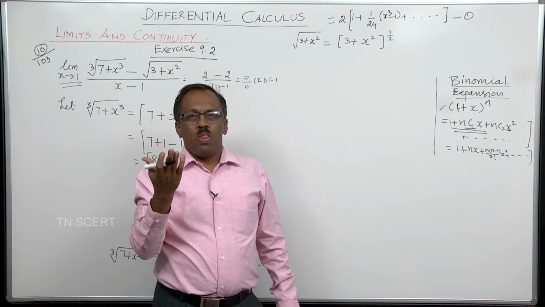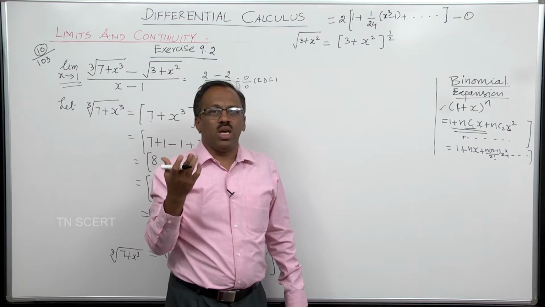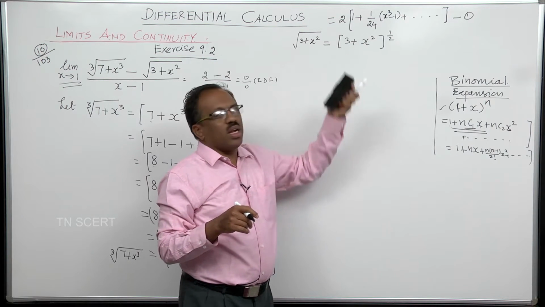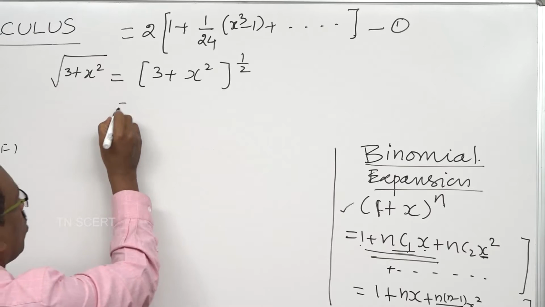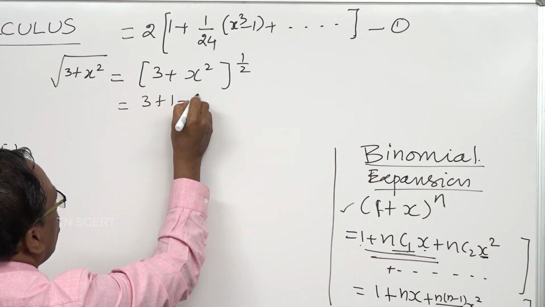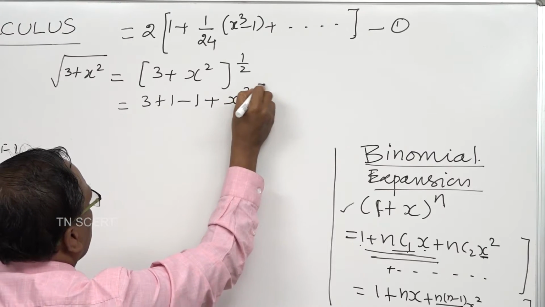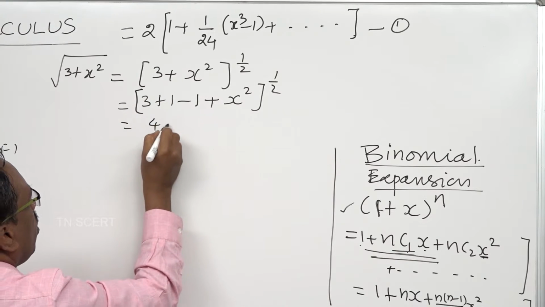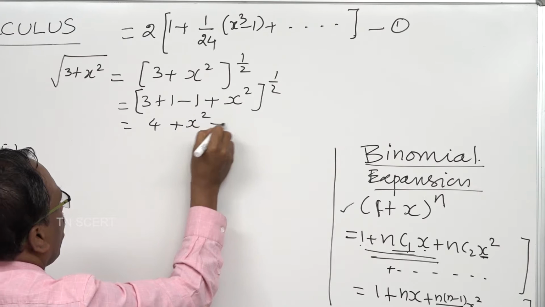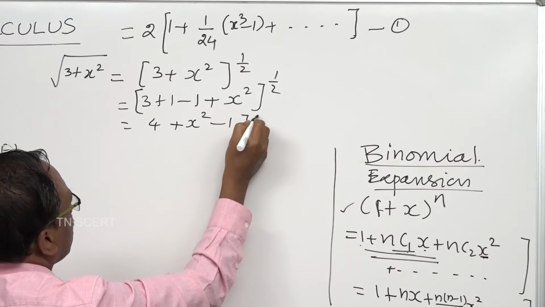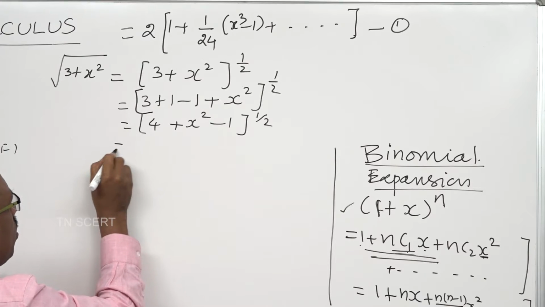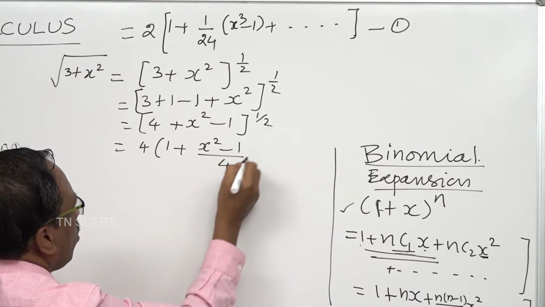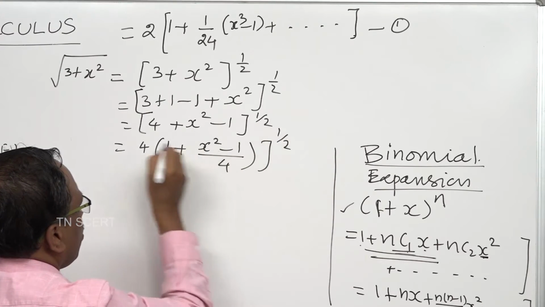So the next perfect square is what? 4. 8 we cannot take, 16 like that we can take. But here the next higher term is 4 only, so I like to make 3 plus 1 minus 1 plus x square whole power 1 by 2. So here 4 plus x square minus 1, like this, first term. Next you take 4 as common, 1 plus x square minus 1 by 4 whole power 1 by 2, like this I take.